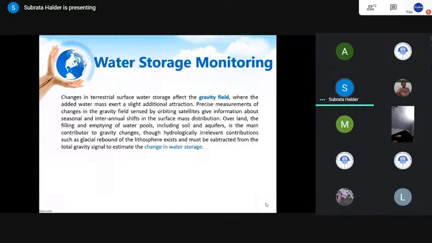Water storage monitoring. Changes in terrestrial surface water storage affect the gravity field, where the added water must exert a slight additional attraction. Precise measurement of changes in the gravity field sensed by the orbiting satellite gives information about the seasonal and interannual shifts in the surface mass distribution. Overland, the filling and emptying of the water pool, including soil and aquifers, is the main contributor to the gravity change. Though hydrologically irrelevant contributions such as glacial rebound of the lithosphere exist and must be subtracted from the total gravity signal to estimate the change in water storage.